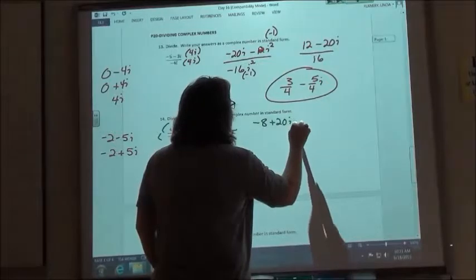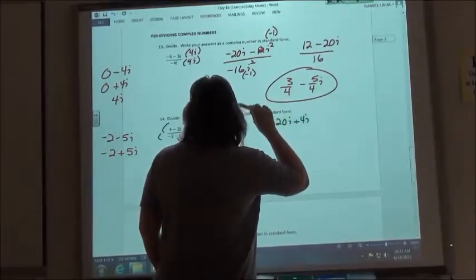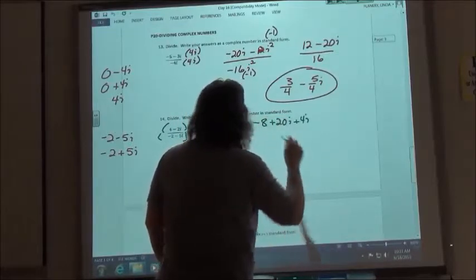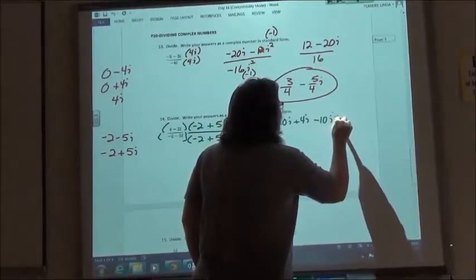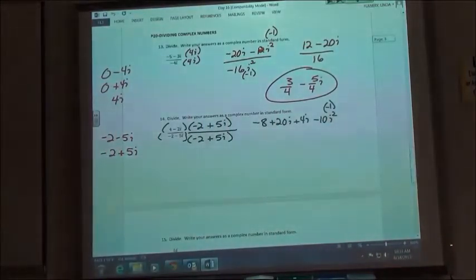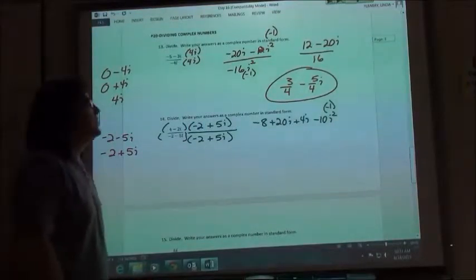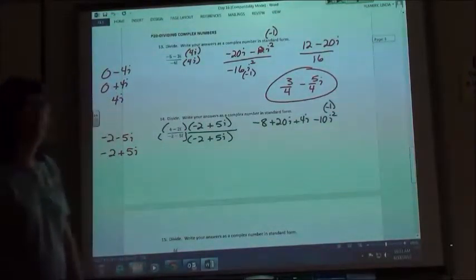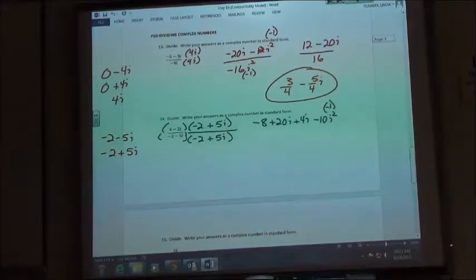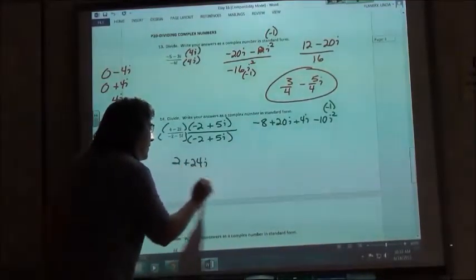Negative 8 plus 20i is then plus 4i minus 10i squared. You put negative 1 in for your i squared and you combine your like terms, so you got 2 plus 24i on the top of that fraction.